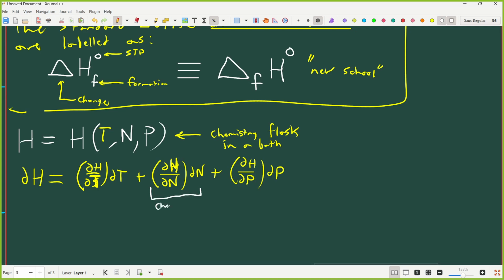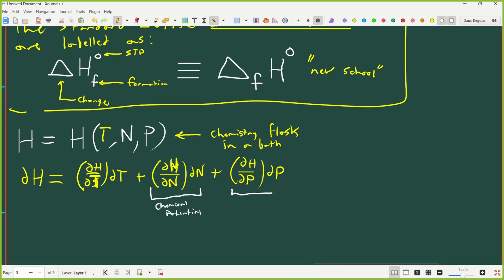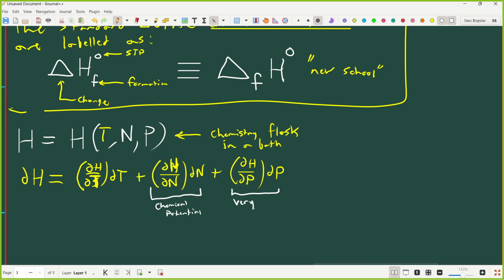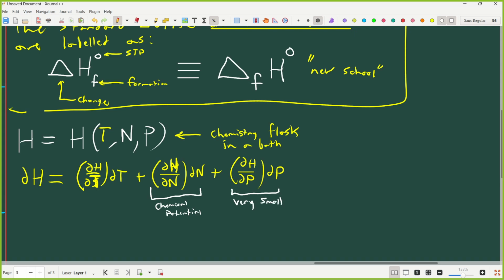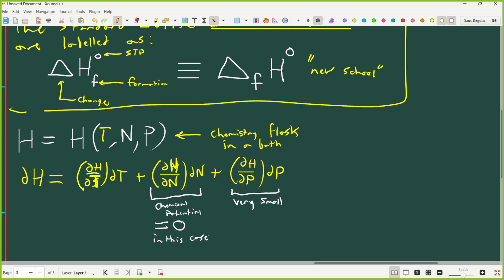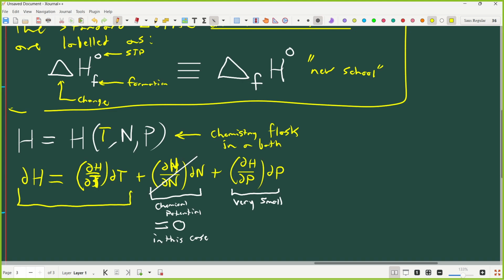Okay, and we're going to ignore this. This is chemical potential. We're going to say this is 0 right now. This term, the enthalpy difference as a function of pressure, is usually very small. Enthalpy doesn't change much with pressure. So we're just going to assume that the chemical potential term is equal to 0 in this case. There's no exchange of material. You're in equilibrium. So the important term for how the enthalpy changes is this temperature derivative.